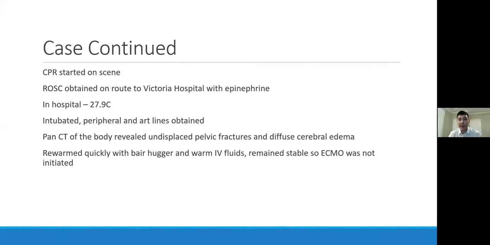A CT of the head showed diffuse cerebral edema. So neurosurgery was consulted for prognostication and they started hypertonic saline. She rewarmed quite quickly with just the Bair Hugger and warm IV fluids and reached a temperature above 32 degrees Celsius within a few hours. And her hypotension was fluid responsive, and she remained otherwise stable, so ECMO did not need to be initiated.